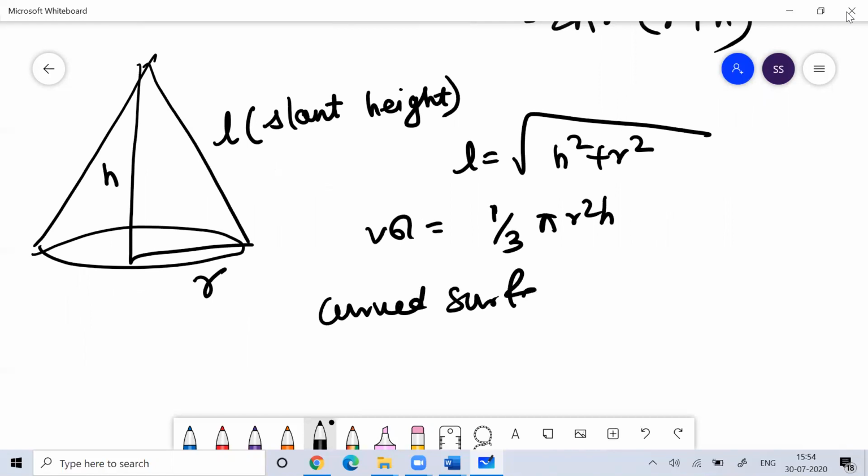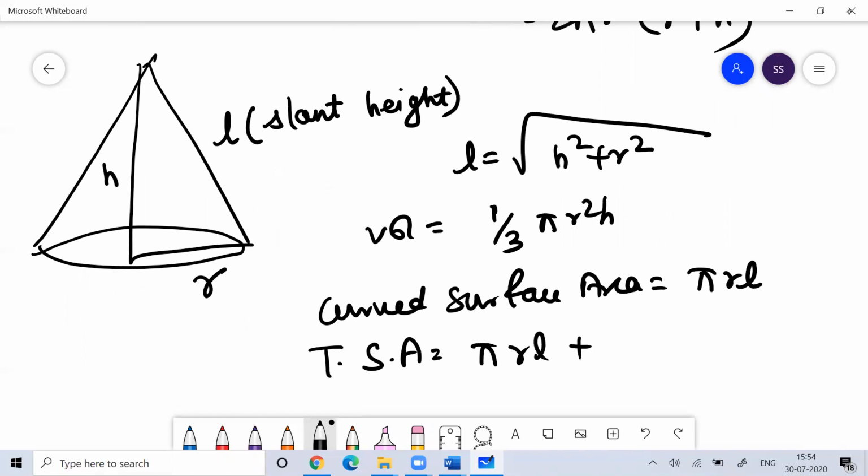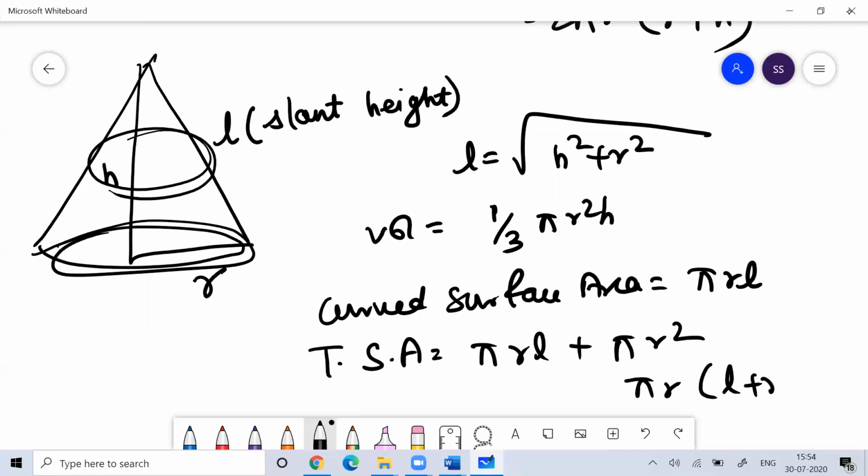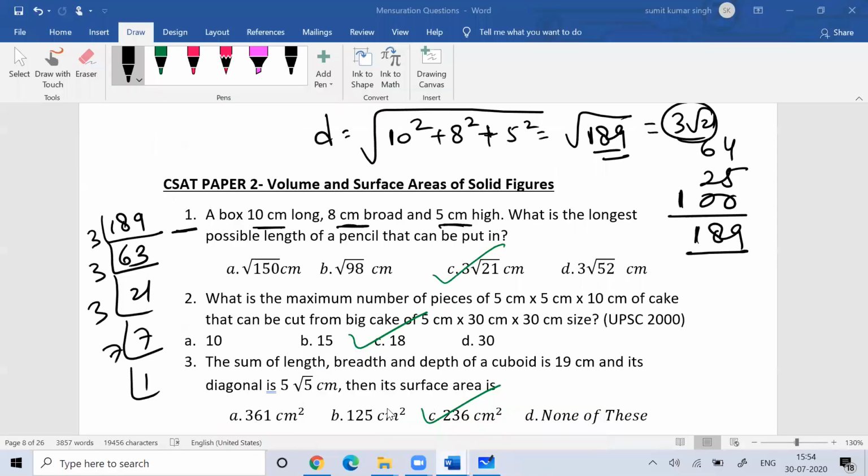The curved surface area in the case of cone is equal to pi rl. While the total surface area is pi rl, which is the curved surface area, plus the area of the base, which is pi r square. So you can take pi r common, so the total surface area is pi r into l plus r. So you can understand this. Now we'll talk about more formulas like this. So let's try to see some numerical.